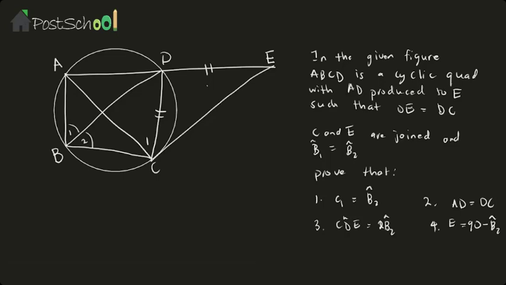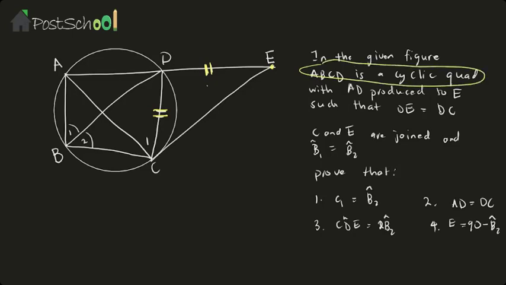In the given figure, ABCD is a cyclic quadrilateral, with AD produced to E such that DE is equal to this. C and E are joined, P1 equal to P2. Okay, now first, when you're doing this question, you'll analyze this.